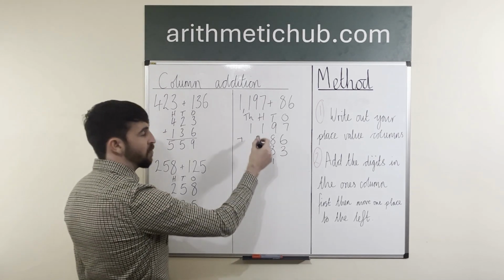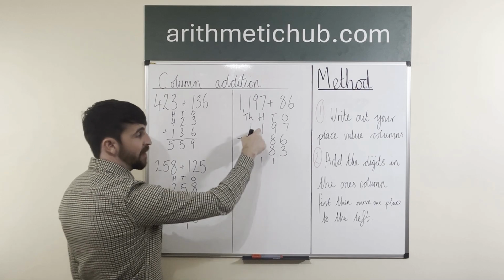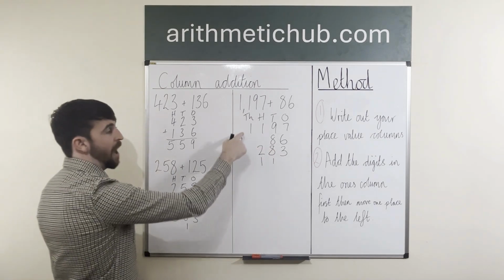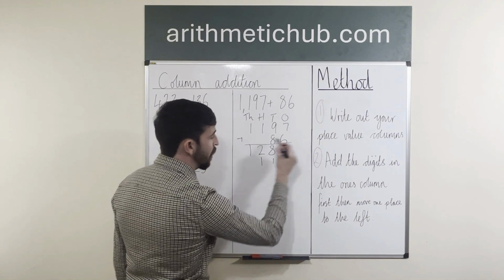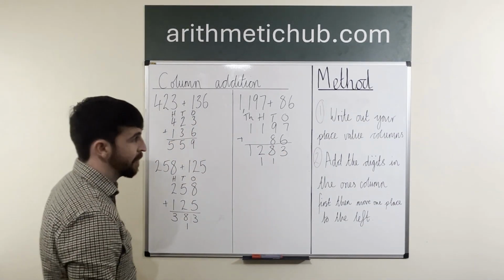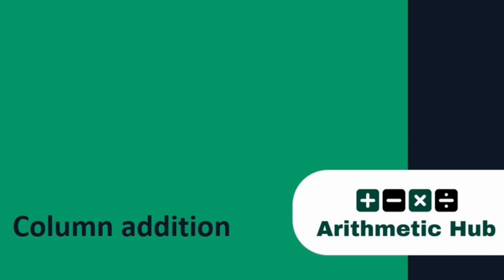Now we've got our hundreds column. 1 add nothing, add 1 is going to give us 2, isn't it? Because 1 add 1 will give us 2. And then 1 add nothing is going to give us 1. So our answer would be 1,283.